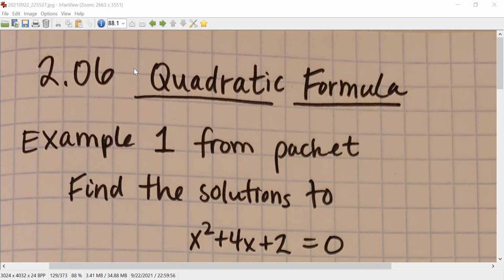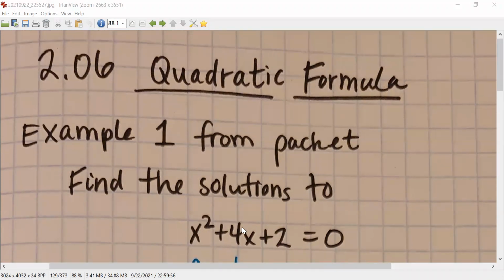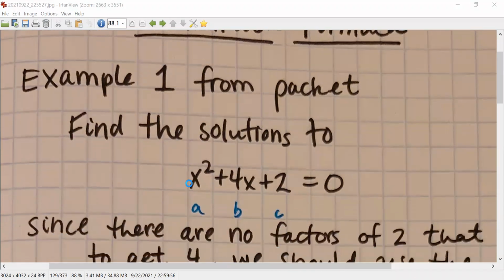Now, if I'm moving along too fast, maybe somebody will be able to pause and allow you to catch up. But here's what we have to think about. If we're going to solve this, what we talked about yesterday is factoring this. We would want to find factors of 2 that also add to give us 4. Well, the only factors of 2 that I can think of are 2 and 1, and in no way can that add to give us 4. So factoring is out of the question in this scenario, and that's why we need to use something like the quadratic formula.